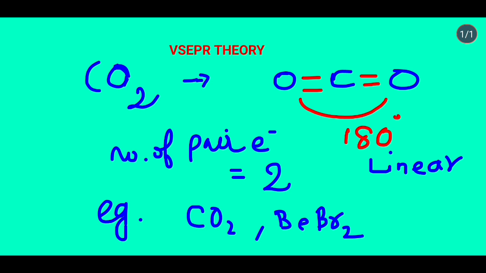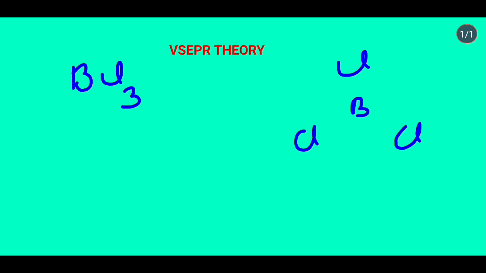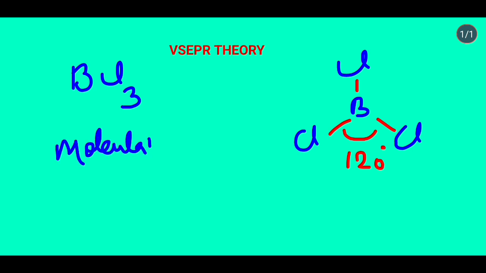Next, take BCl3. In its Lewis structure the central atom is boron, bonded to three chlorine atoms by single bonds. The angle formed is 120 degrees, so the bond angle is 120 degrees.